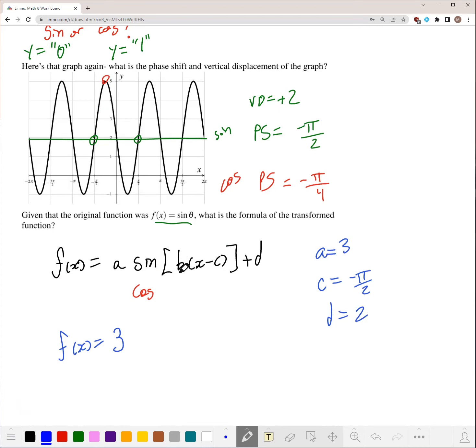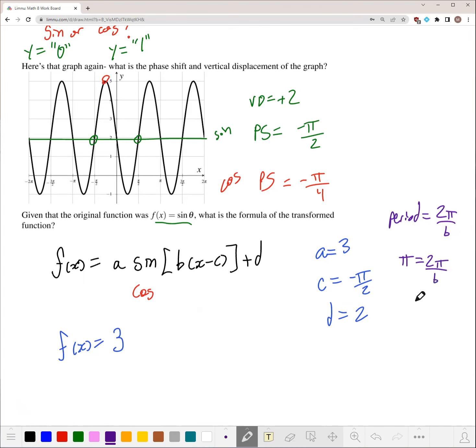But for our B value, remember, we can't just put in that our period was pi. We have to calculate our B value. So remember this formula. Our period is equal to 2 pi over B. In this case, it's sort of the absolute value, but I'm just going to ignore that. Our period was pi, which is equal to 2 pi over B.